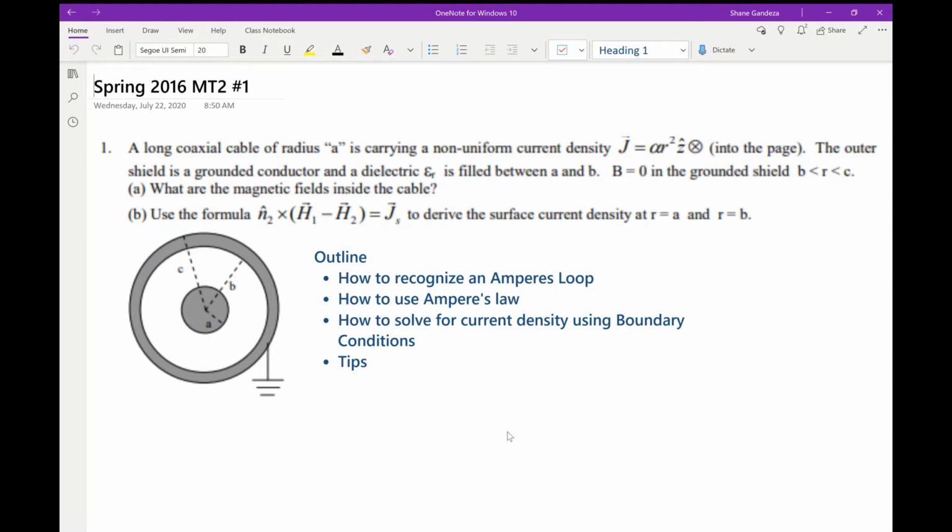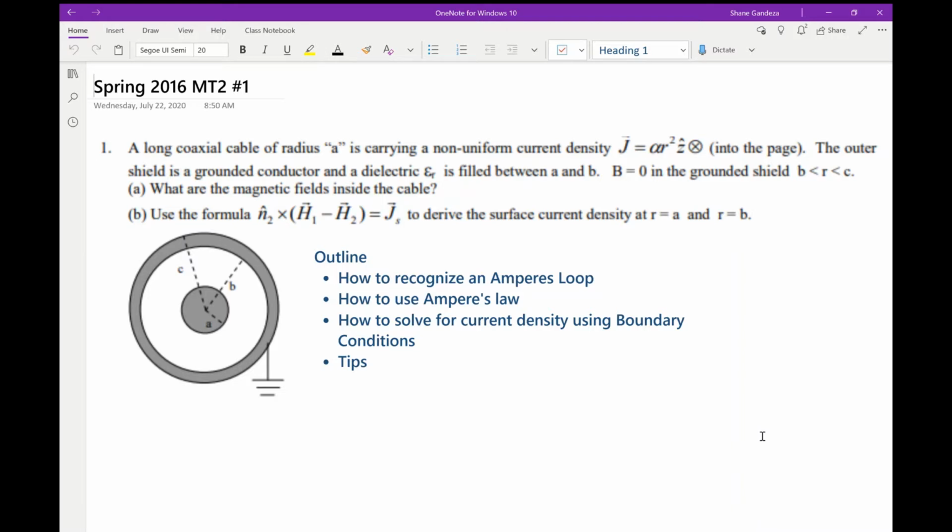This time we are doing an exam problem from spring 2016, midterm 2, number 1. The problem says a long coaxial cable of radius A is carrying a non-uniform current density equal to alpha r squared in the z direction, which is into the page. The outer shield is a grounded conductor, and a dielectric epsilon r is filled between A and B.